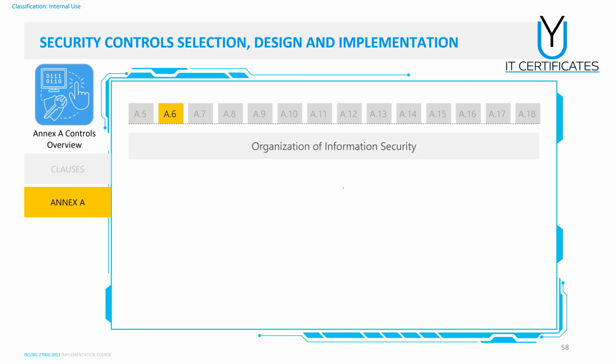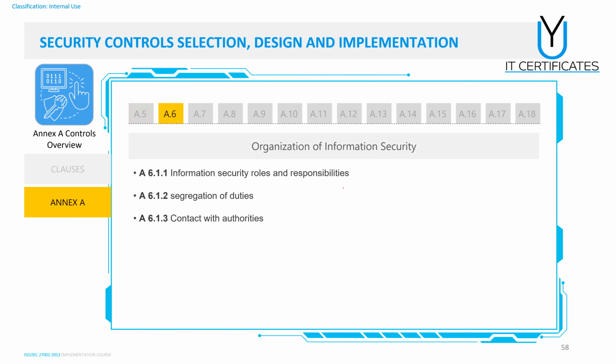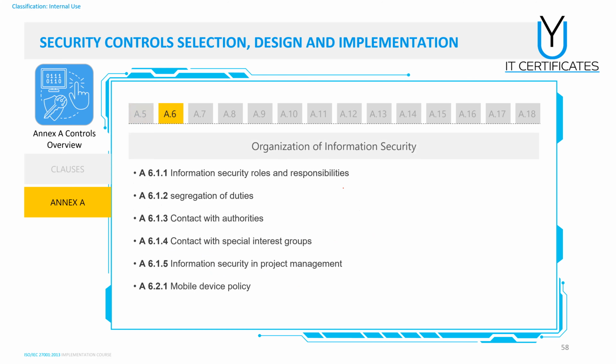In Annex number A6, this is the organization of information security. And as I mentioned to you before, my friends, when we are speaking about organization in security management, especially in ISO, we mean the roles and responsibilities. Of course, when we speak about roles and responsibilities, we mean for security. It's not for anything else.